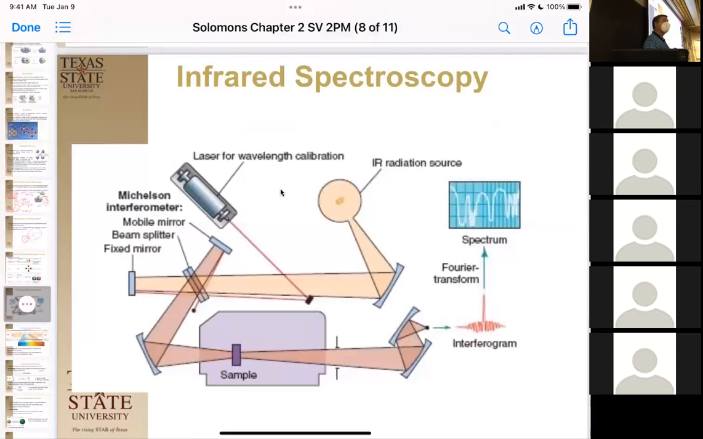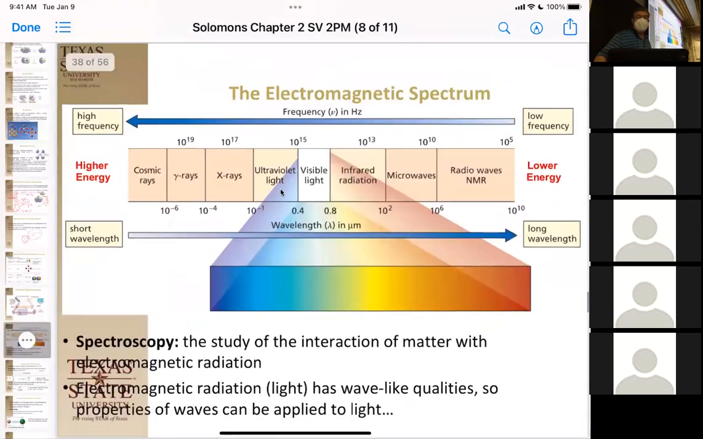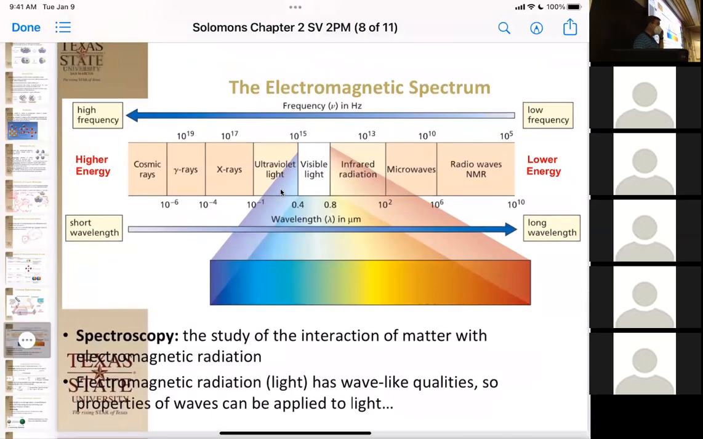And some bonds are going to absorb certain energies and some bonds aren't. So we're looking for what gets absorbed, and that tells us we have that type of bond. Okay, so the electromagnetic spectrum is actually pretty, pretty big. The little piece we see with our eyes is really tiny. Okay, and it has a certain energy associated with it, and it works for us for the most part.